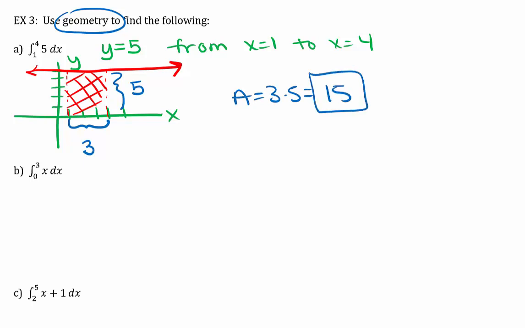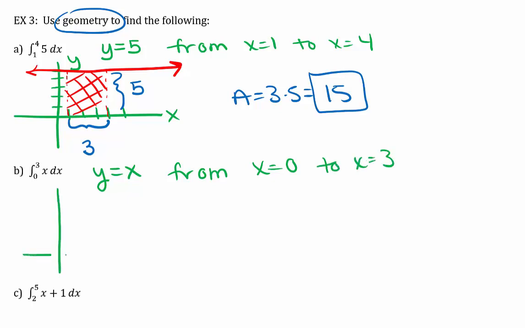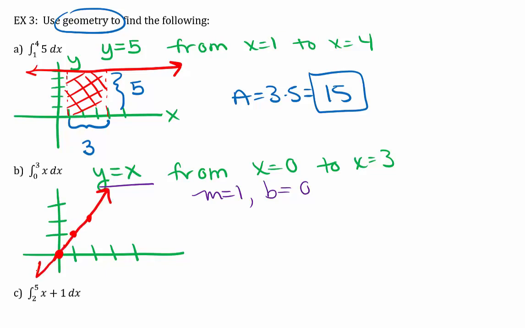In example B, we want to find the area under the curve y equals x from x equals 0 to x equals 3. So once again, I'm going to start by drawing a picture. y equals x is a line with a slope of 1 and a y-intercept of 0. So it goes through the origin, and then I go up 1, over 1, up 1, over 1, and there's the graph of y equals x. We want the area from x equals 0 to x equals 3, and so this is the region we're talking about. We are talking about a triangle.